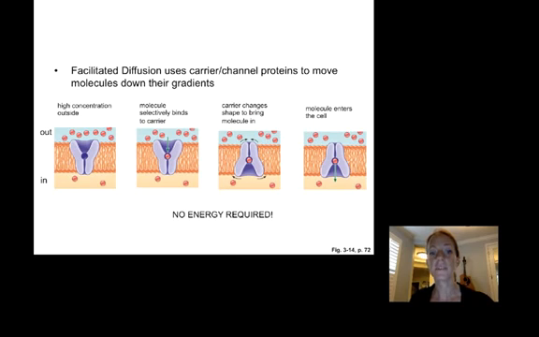So facilitated diffusion uses carrier or channel proteins to move molecules down their concentration gradient. So you have a high concentration on the outside, a low concentration on the inside, just like for simple diffusion. But normally the membrane would stop this molecule because it's polar or it's too big. So here we have a channel that spans the membrane. The molecule can enter the channel and then enter the cell. No energy needed. So facilitated diffusion uses a carrier or a channel protein to move molecules down their gradients without energy.